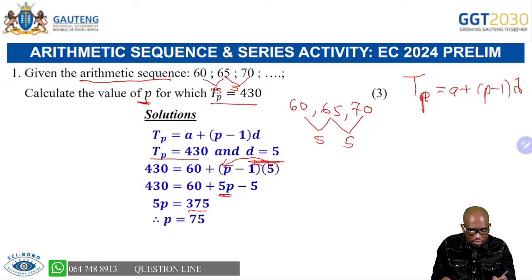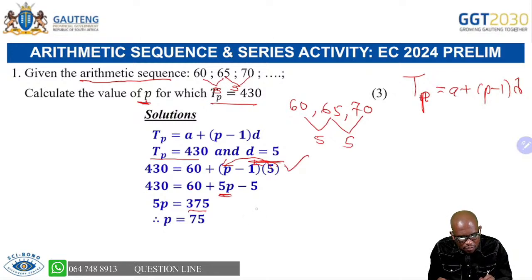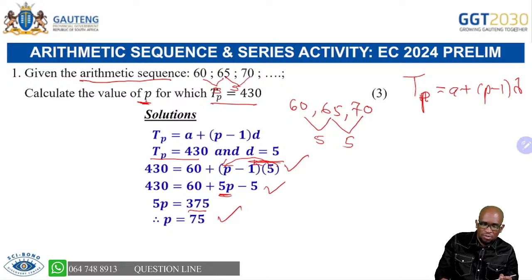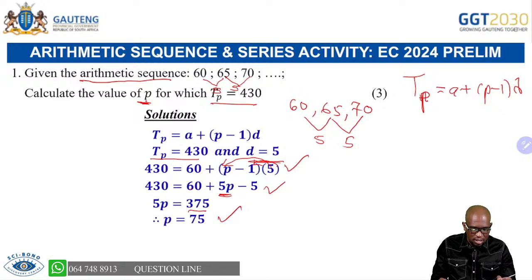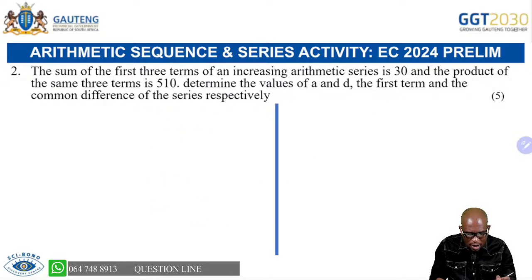So that's how you were supposed to work that out, and that is just for 3 marks. You get a mark for substituting, a mark for simplifying, and a mark for the answer. So you get the 3 marks easily like that. I hope that makes perfect sense. Now let's move on to another one.